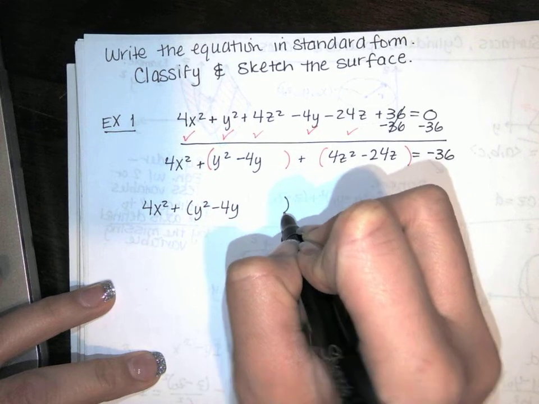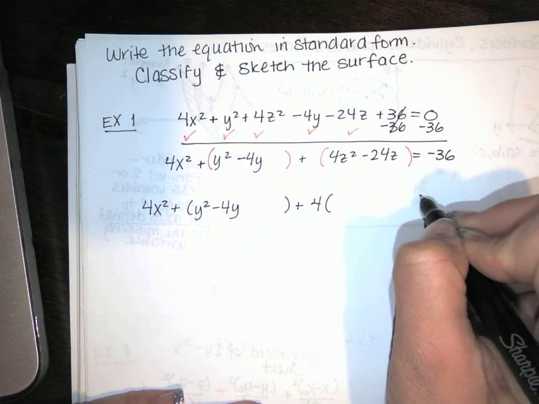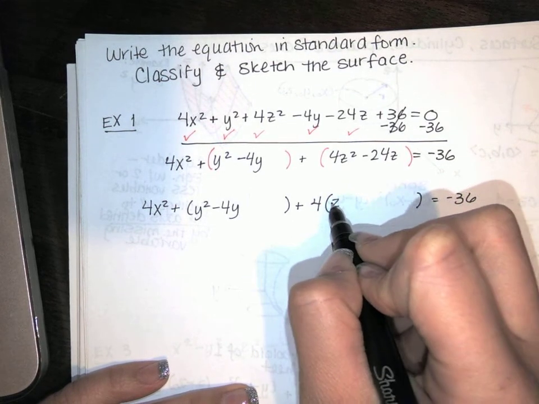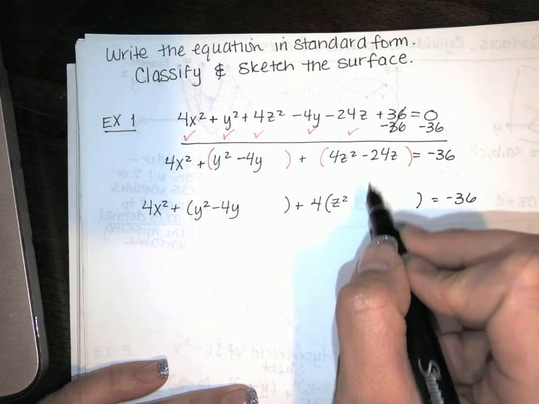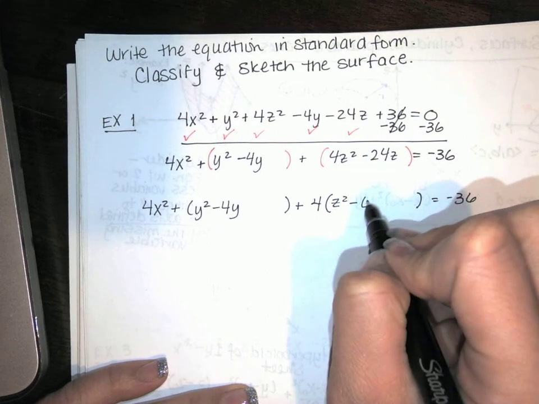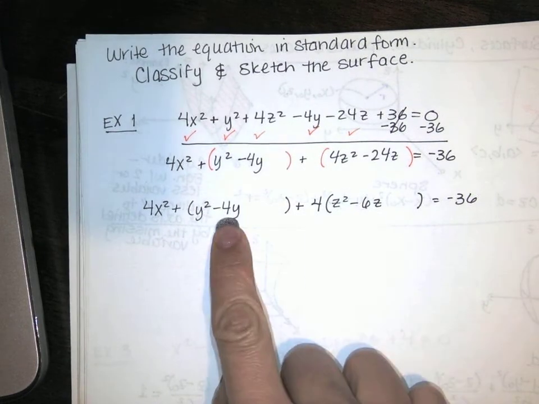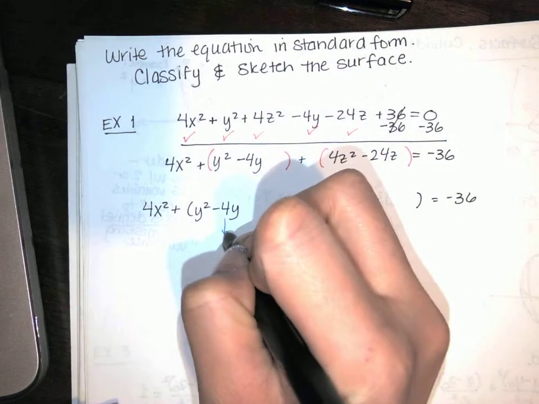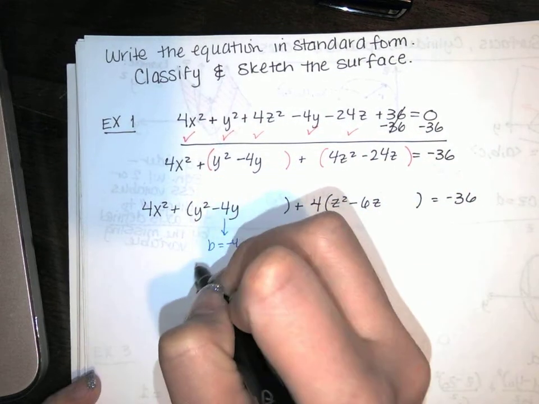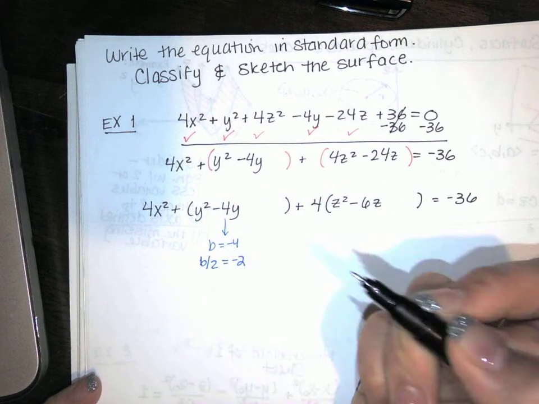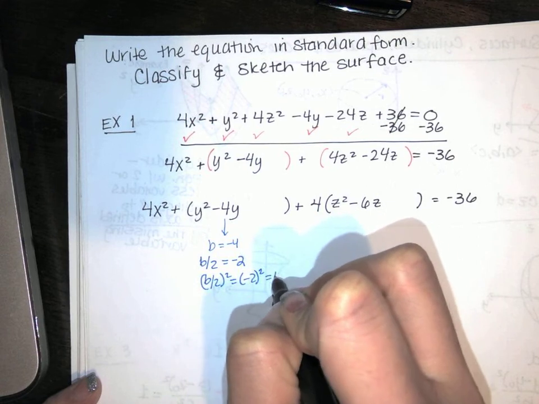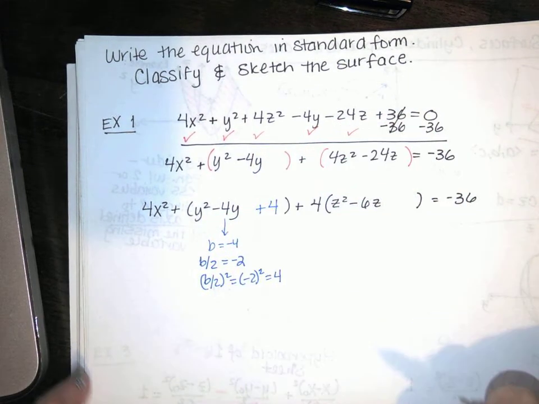Just writing everything else down, leaving a bunch of space because I'm about to complete some squares. And I ask myself, 4 times what gives me the 4z squared? Of course, z squared. And 4 times what would give me negative 24z? Negative 6z. Okay, so now we look at the number in front of the y, or in front of the z. We call that b, and we use b to complete the square. So b is negative 4. Remember from pre-calculus, you take half of that, which is negative 2, and you square it. Negative 2 times negative 2 is positive 4. So we're going to add that to complete the square.